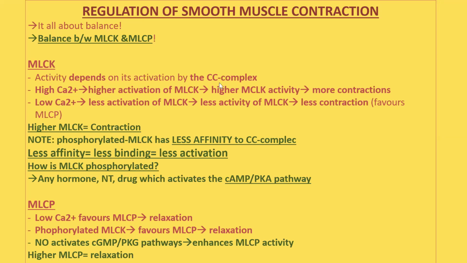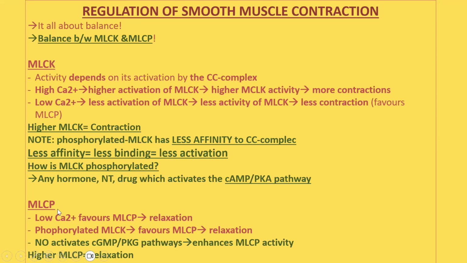The second step, any secondary pathway that stimulates the cyclic AMP and the PKA pathway, anything which stimulates that will go and phosphorylate the MLCK enzyme. So the phosphorylated MLCK enzyme, as a structural protein, has less affinity to the CC complex. If it has less affinity to the CC complex and it will not bind, it will not be activated, it will not cause the phosphorylation of myosin and no cross bridges. Now MLCP, on the other hand, which is the myosin light chain phosphatase, is responsible for muscle relaxation.